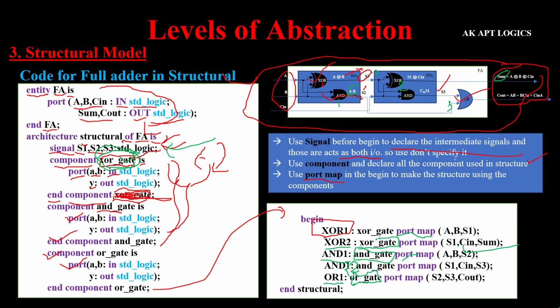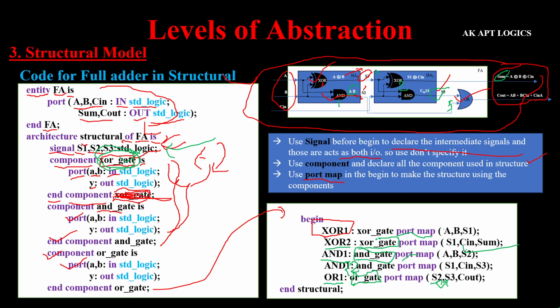In the port map, what are the inputs going to the OR gate? One is S3 and another is S2. You can change the position as you like. This particular position depends upon how we declare it in the entity. In the entity, first we mentioned a comma b colon in std_logic, and then the output. First we mentioned two inputs and then the output, so it will take it like that only.